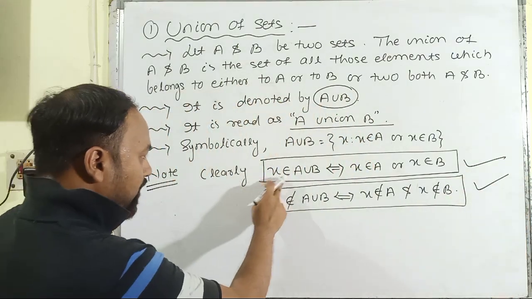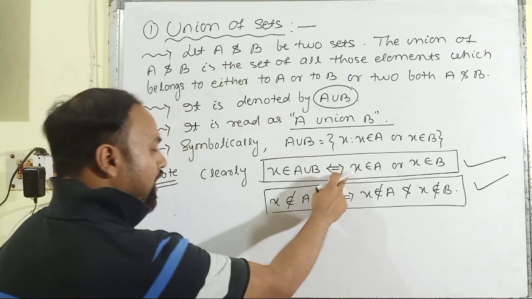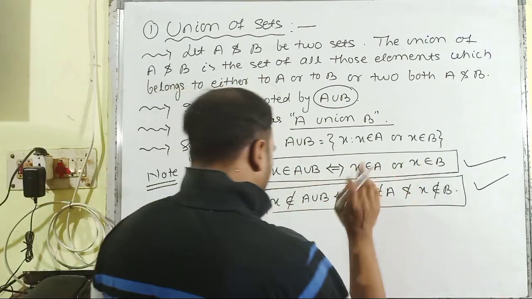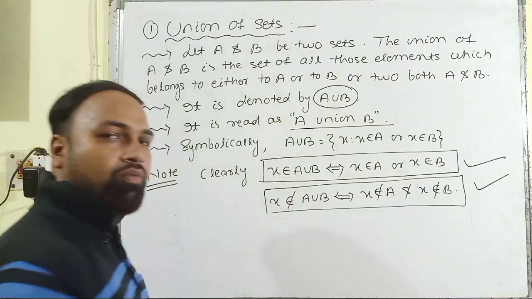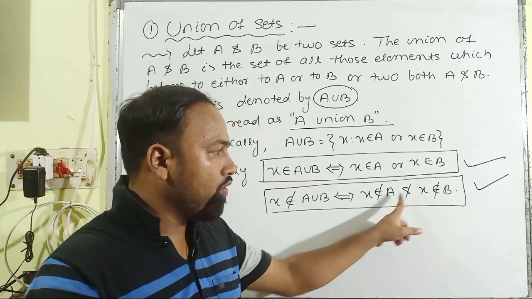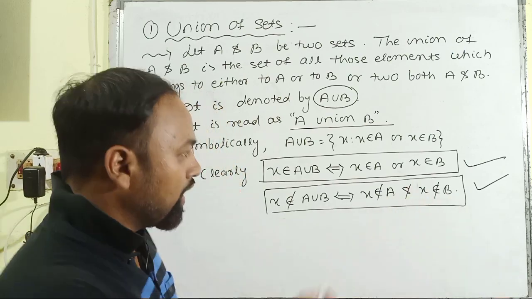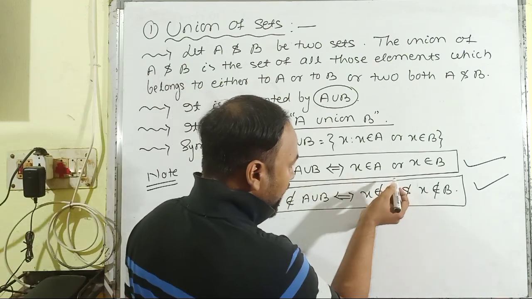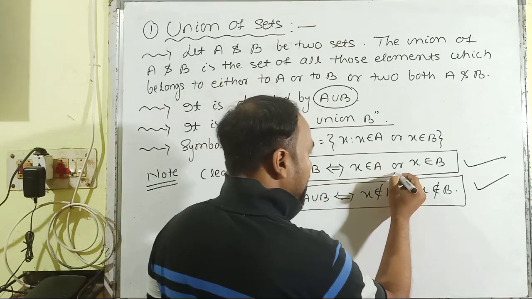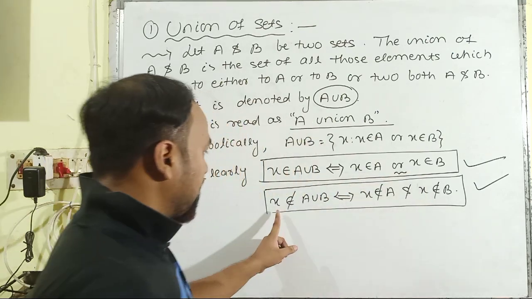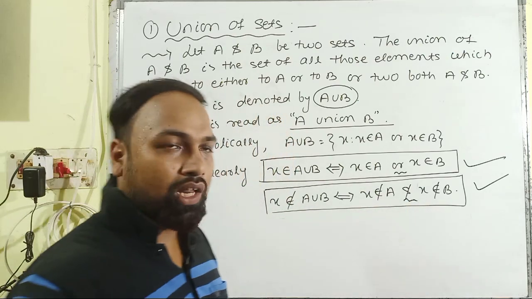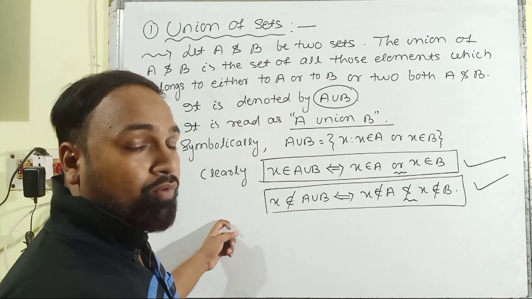So if x belongs to A ∪ B, that means x lies either in A or in B. Suppose x does not belong to the set A ∪ B, that means x does not belong to A and also x does not belong to B. Here is the difference between these two lines. When x belongs to A ∪ B, we write OR. When x does not belong to A ∪ B, we write AND. So these are the fundamental parts of the union of two sets.